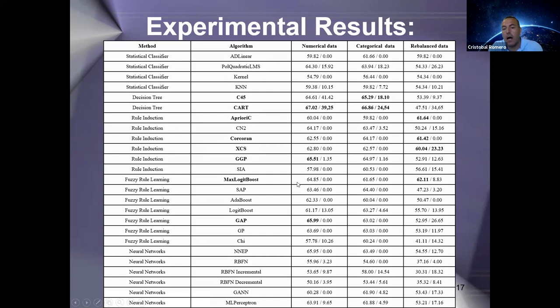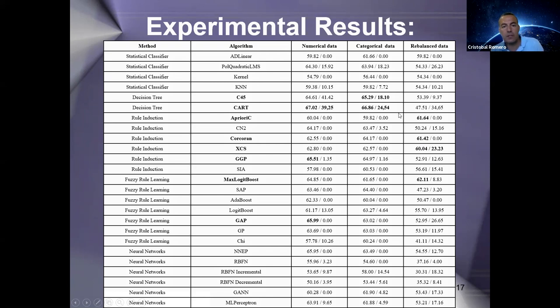But another general comment, for example: there are some algorithms that improve when we use categorical data. Some algorithms improve and some others not. And also rebalancing data: no algorithm improves with rebalanced data. And also the geometric mean doesn't improve. In general, the best algorithm in the result was the decision tree CAR, which obtained in general the best result.